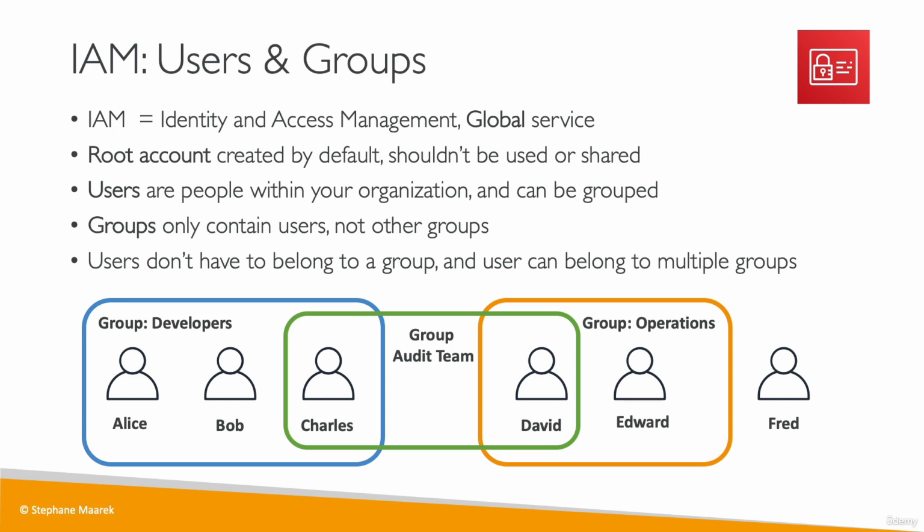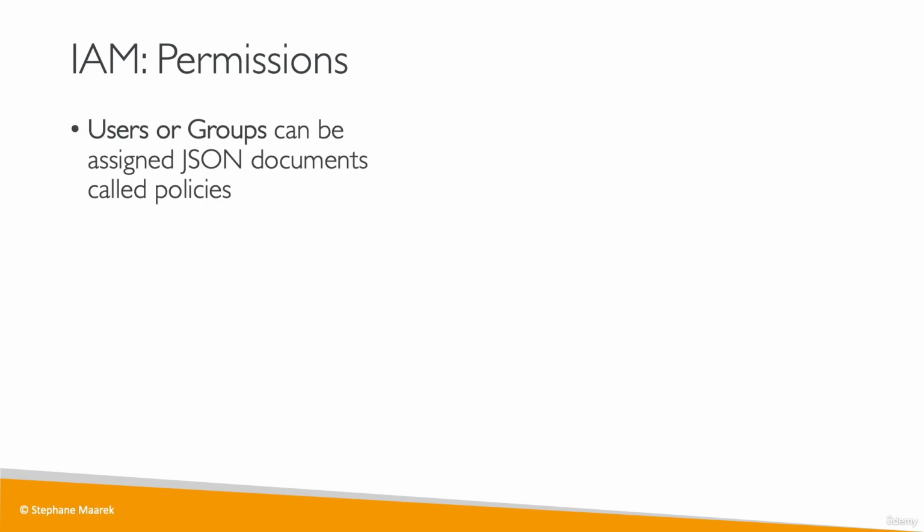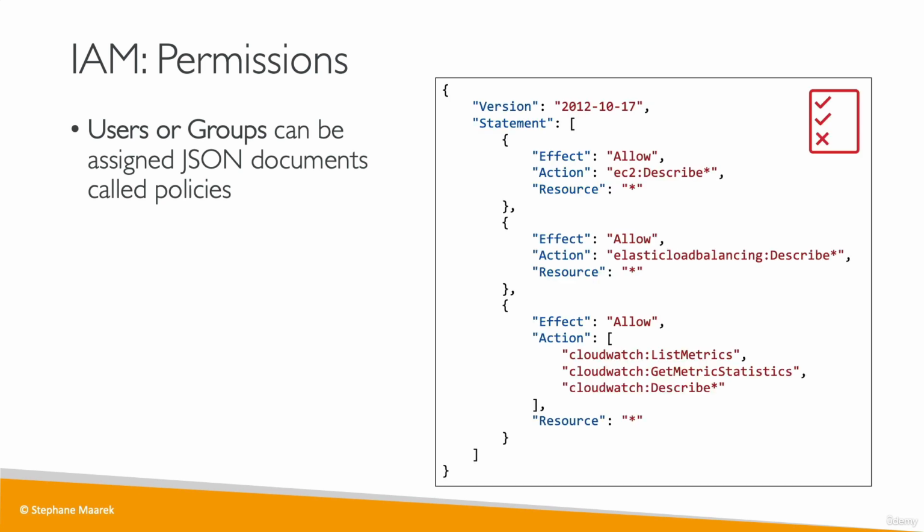So why do we create users and why do we create groups? Well, because we want to allow them to use our AWS accounts. And to allow them to do so, we have to give them permissions. So users and groups can be assigned what's called a JSON document, called a policy, an IAM policy. I'll show you right now what it means. So it looks just like this. So you don't have to be a programmer. This is not programming. This is just describing, in I think plain English, what a user is allowed to do or what a group and all the users within that group are allowed to do.